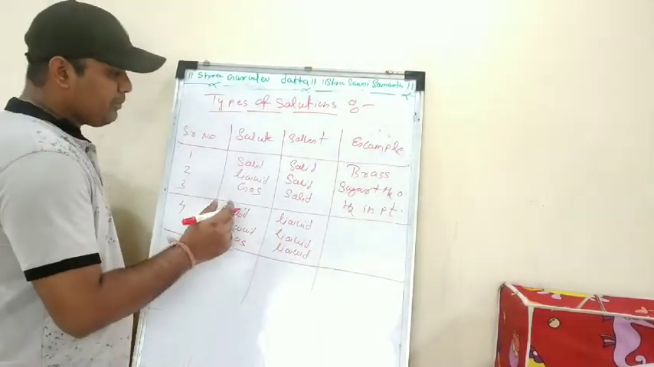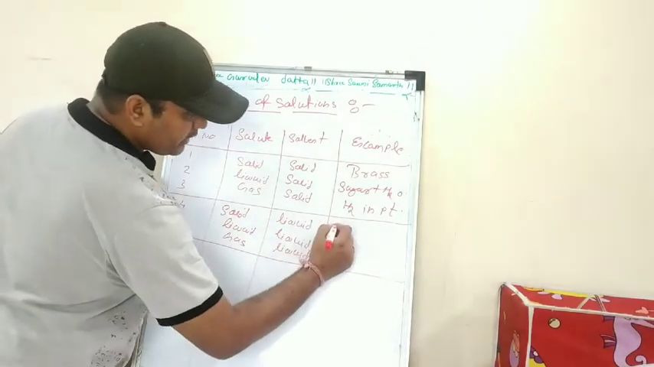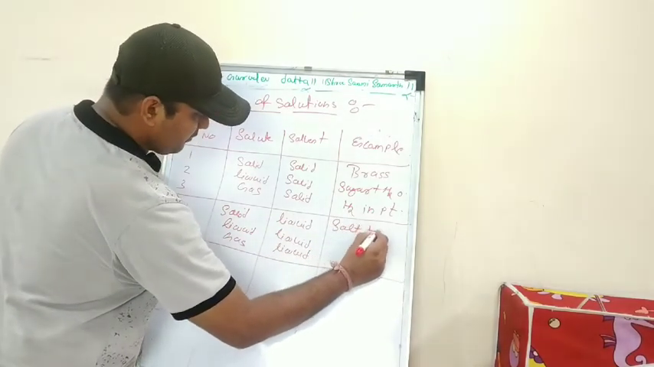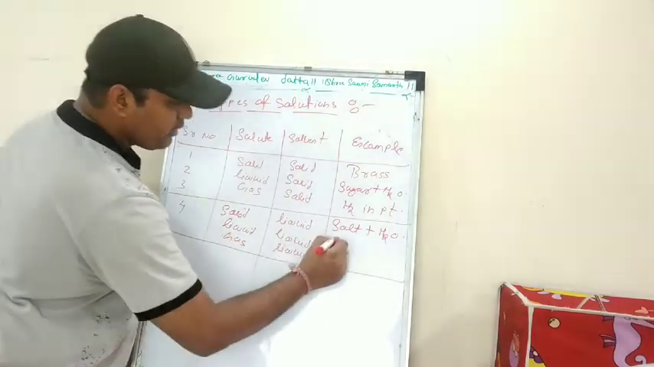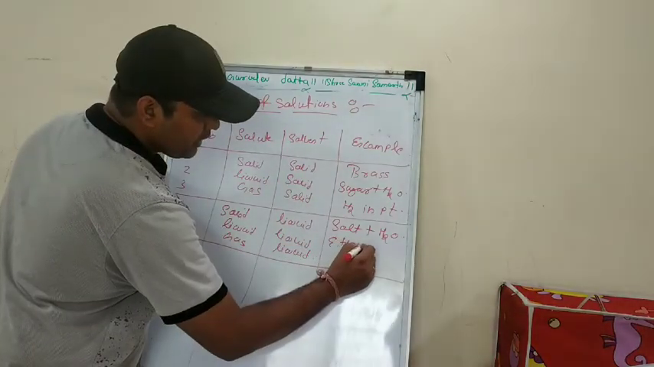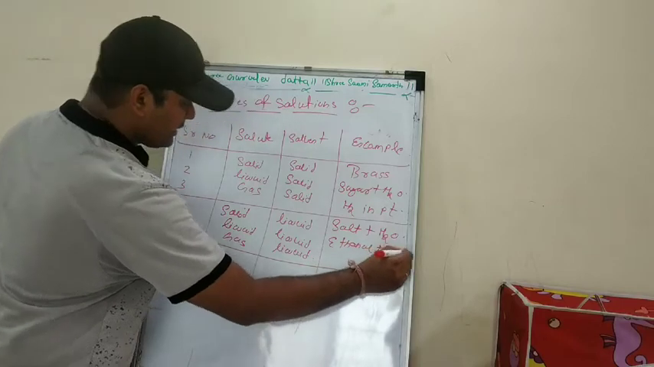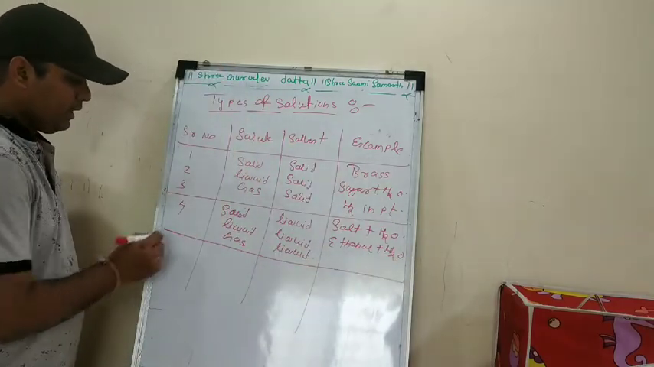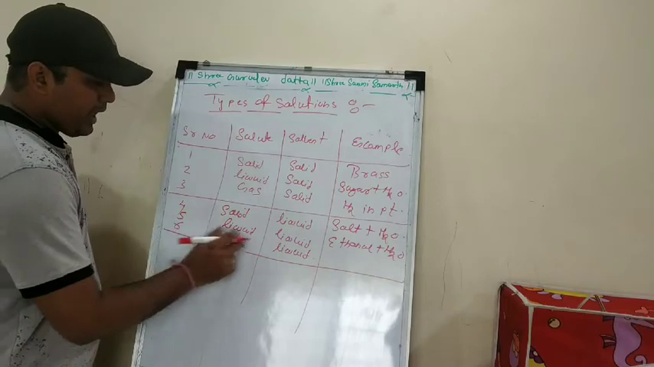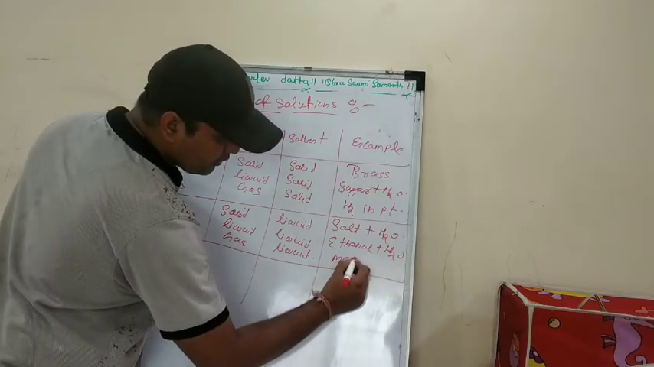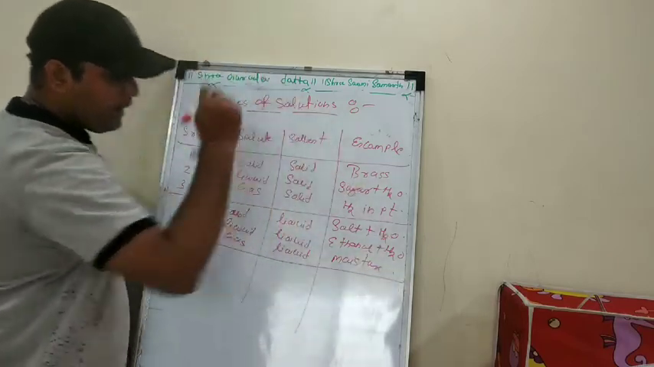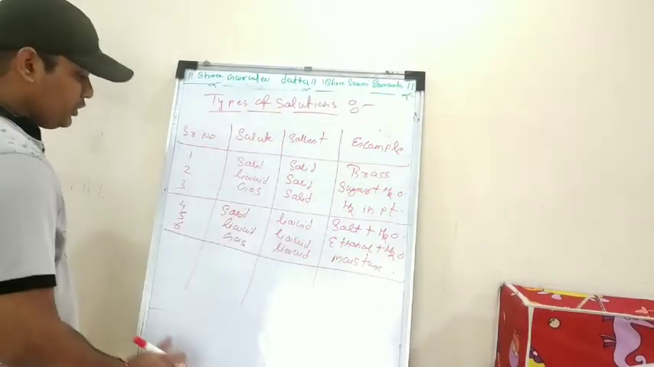So what can be an example of solid and liquid? Here I can take salt plus water. What is the example of liquid and liquid? Ethanol plus H2O, that can be an example of liquid and liquid. Then what can be an example of a gas and liquid? Gas dissolved in a liquid can be moisture.